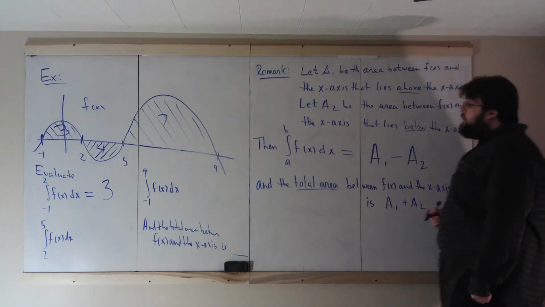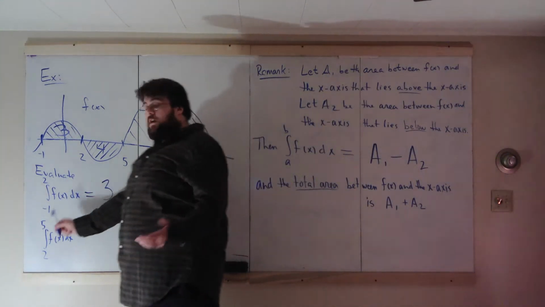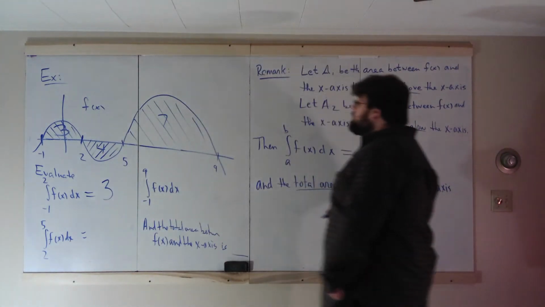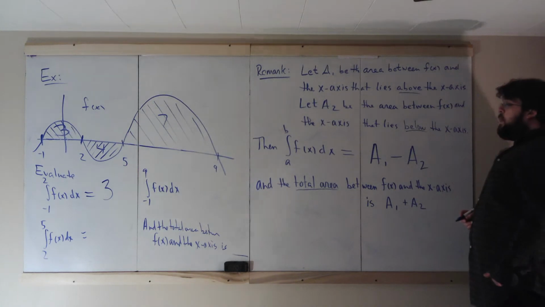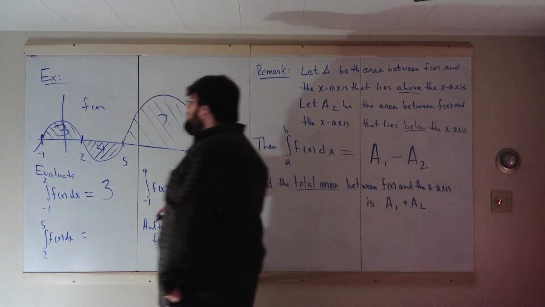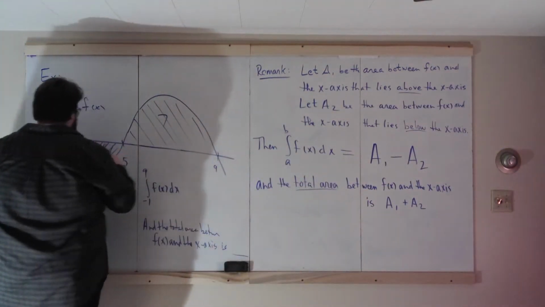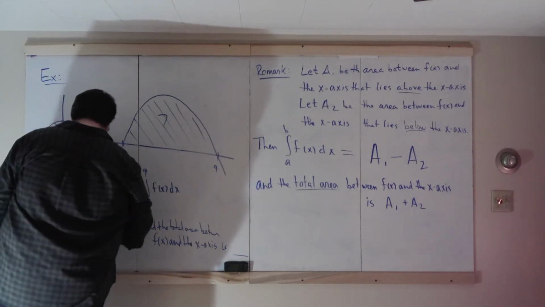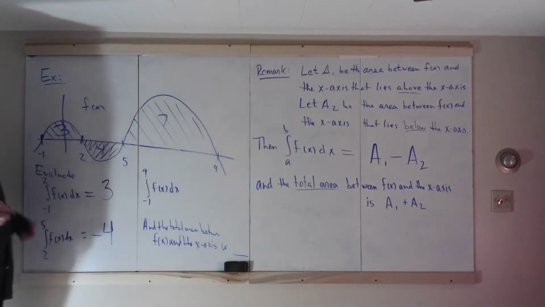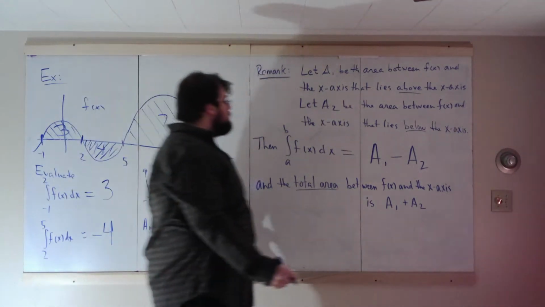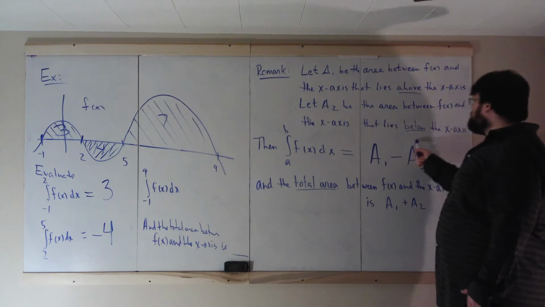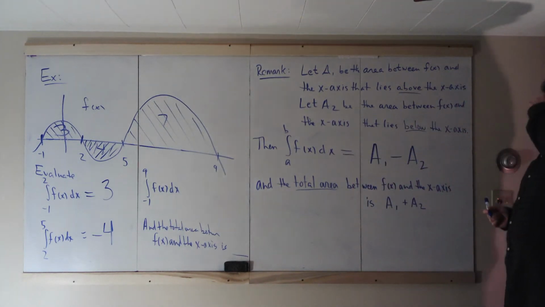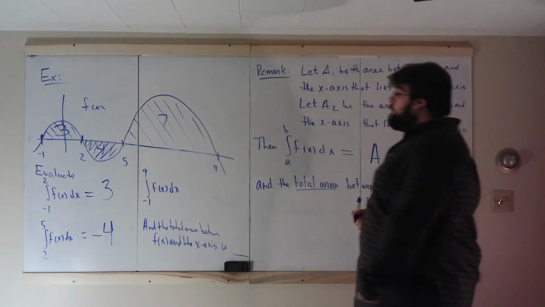Next, 2 to 5. This is read the integral from 2 to 5 of f of x with respect to x, or f of x dx. From 2 to 5. Well, what happens between 2 and 5? Well, we have that piece with area 4. But it's below the x-axis. The definite integral treats what's below the x-axis as a negative. So the integral from 2 to 5 there is -4.